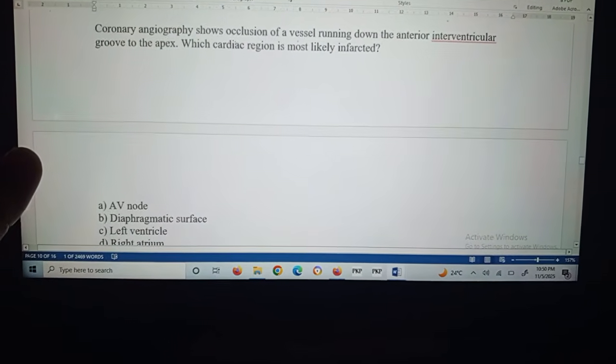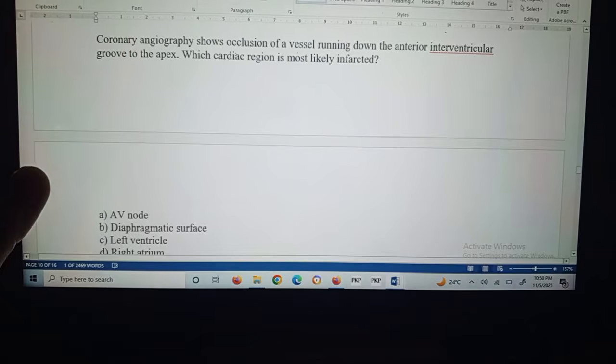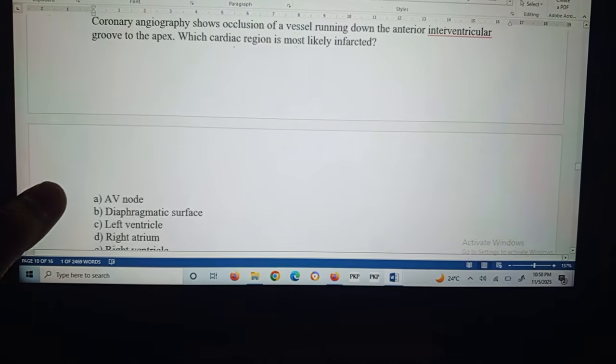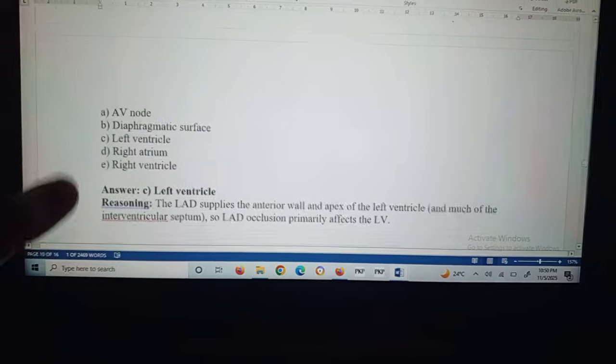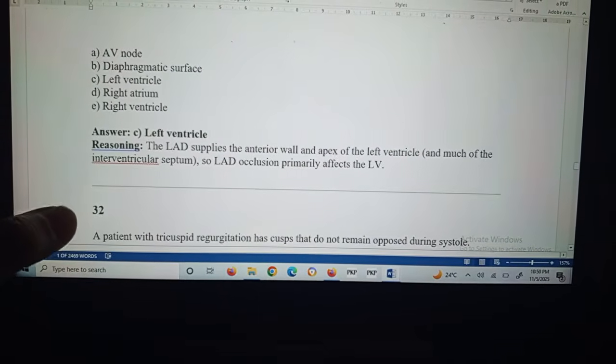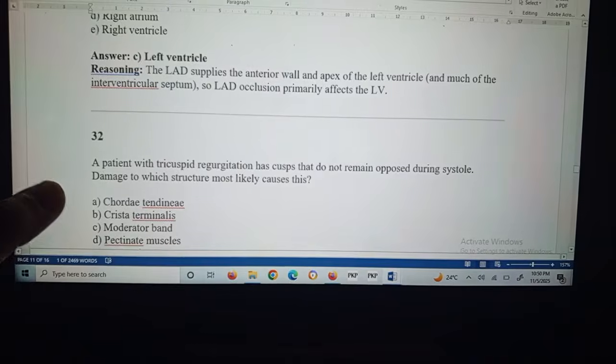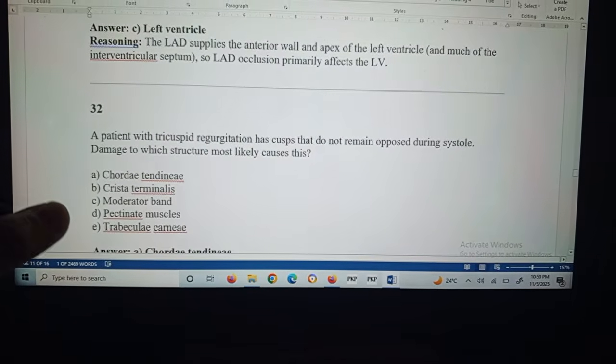31. Angiography shows occlusion of a vessel running down the anterior interventricular groove to the apex. Which cardiac region is most commonly infarcted? Left ventricle. The LAD supplies the anterior wall and apex of the left ventricle and much of the interventricular septum. So, LAD occlusion primarily affects the left ventricle.